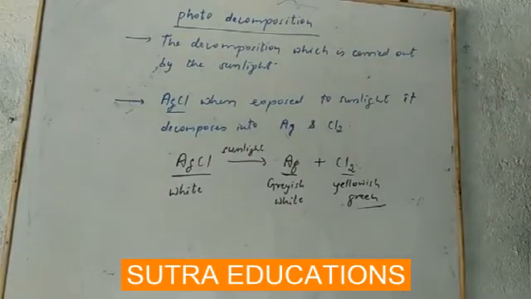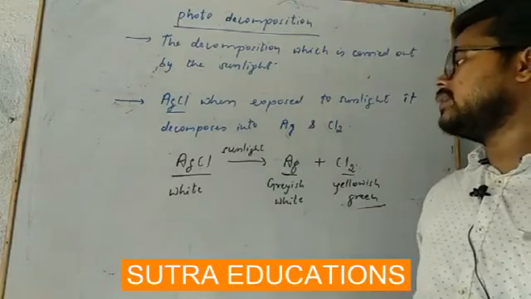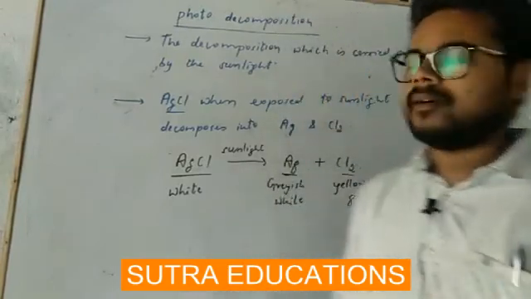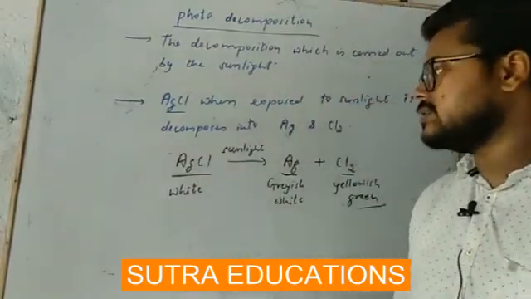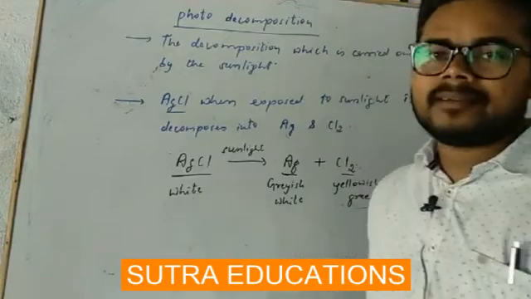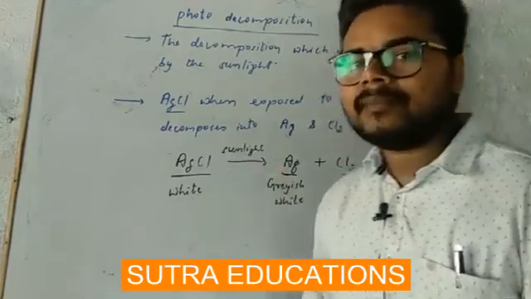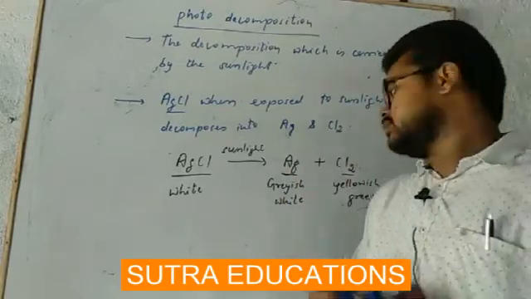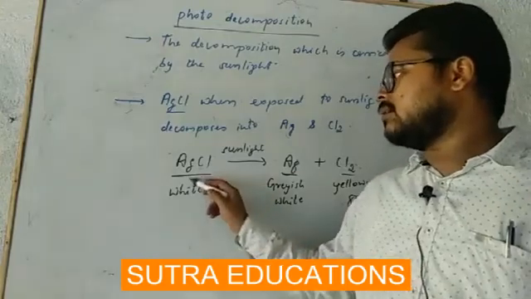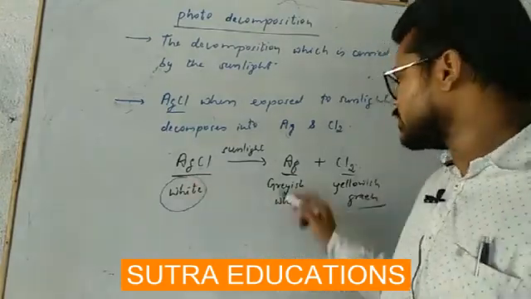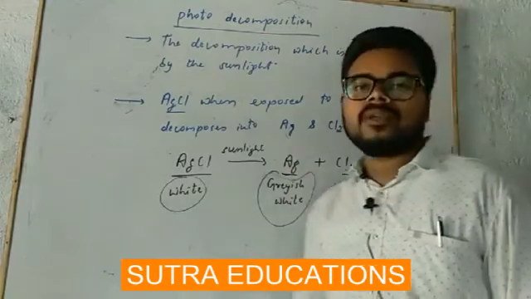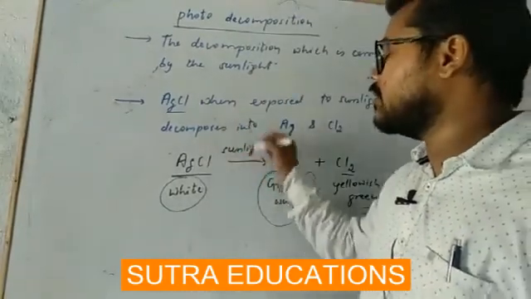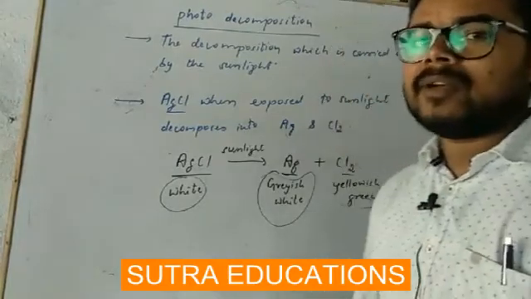So AgCl when exposed to sunlight decomposes into Ag and Cl2, and you can perform it by your own. Simply take some AgCl powder, and it is white. Keep it in sunlight for some time, then it will be converted into Ag and Cl2. How will you come to know? Simply you will see the color was initially white and now it is turning grayish white. So if a change in color takes place, then you can be sure that it is getting decomposed in the presence of sunlight.